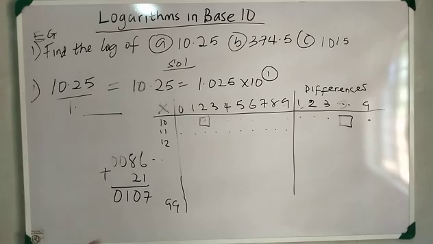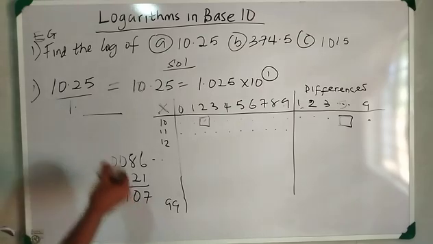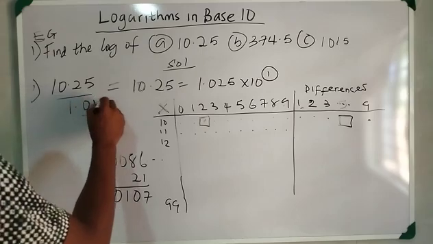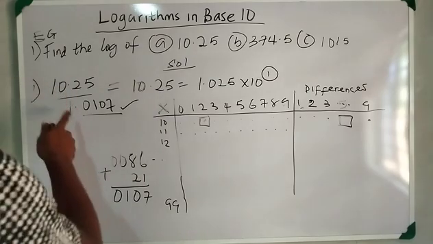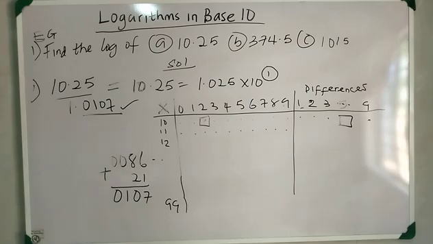0.07. This is the second part of the answer. So simply carry this and write this here: 0.107, and that's your final answer. So what this means is that the logarithm of 10.25 is 1.0107.